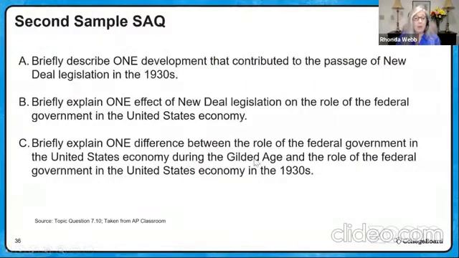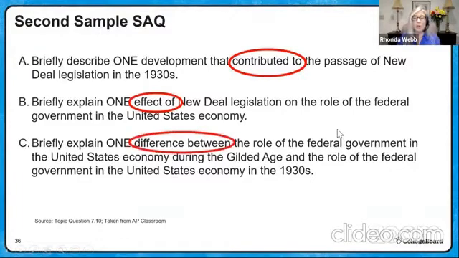And then in the second one that we're going to look at, briefly describe a development that contributed to the passage of New Deal legislation. If something contributes to something else, isn't that a cause? So again, think about what you're trying to do here. Then briefly explain one effect of the New Deal. So this is a causation question, but then they also sneak in a comparison with this one. Briefly explain one difference between the role of the federal government in the United States during the Gilded Age and the role of the federal government in the economy in the 1930s.